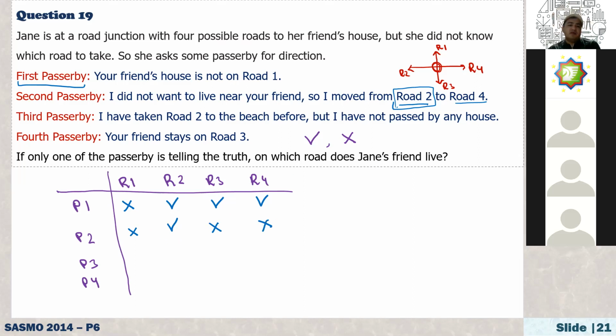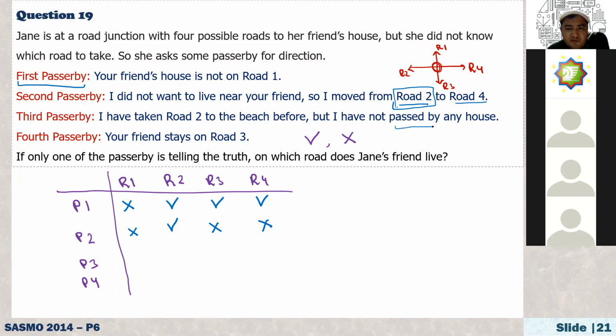Okay. Ismail, read the third one. Third possibility: I have taken road 2 to the beach before, but I haven't passed by any house. Okay, what does it mean? It means that I have taken road 2 to the beach before, but I have not passed by any house.